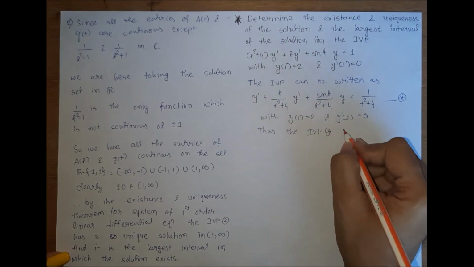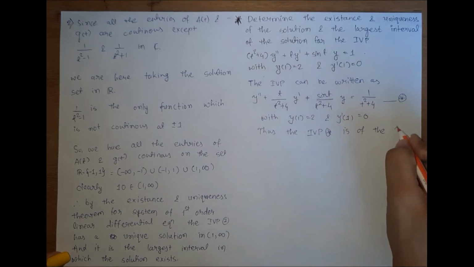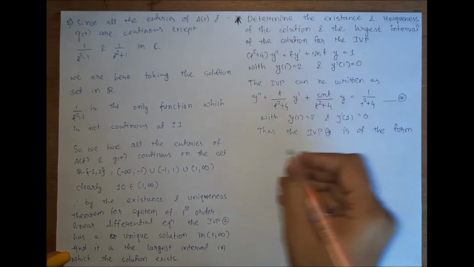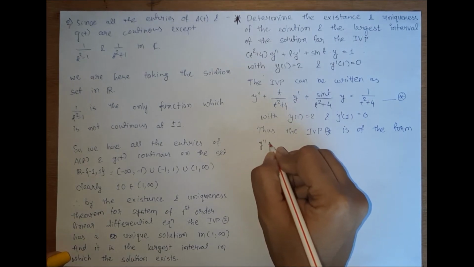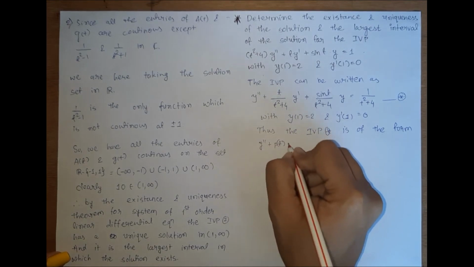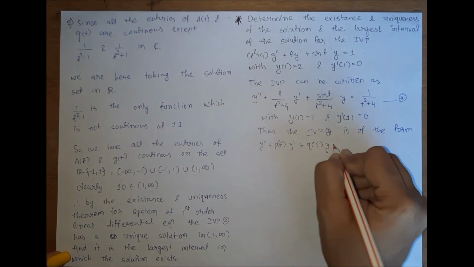Initial value problem in star is of the form y double dash plus p of t into y dash plus q of t into y is equal to r of t.